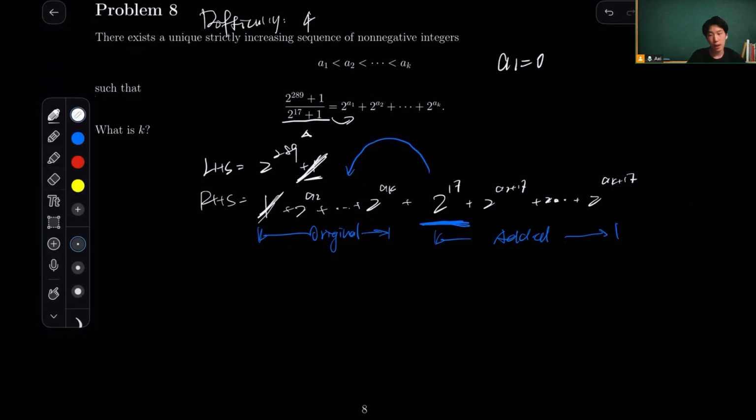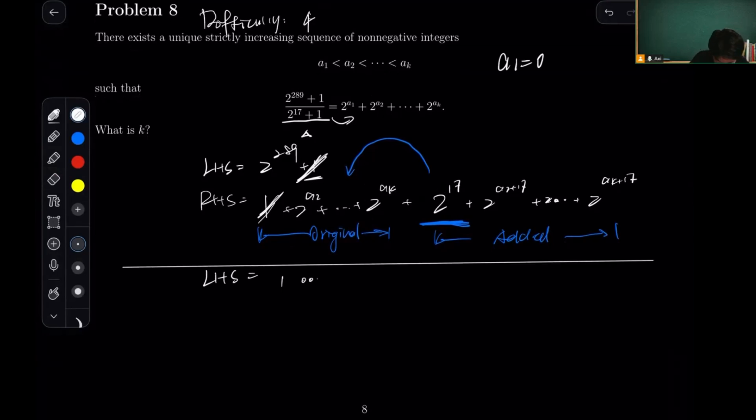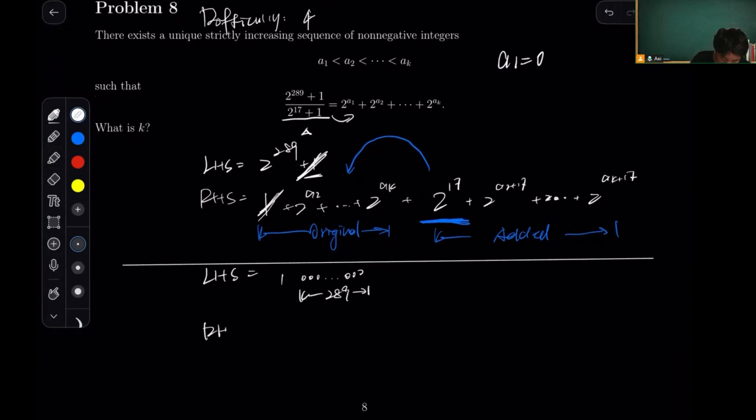So since this looks really like a binary number, we can treat the left-hand side as a binary string. There are a total of 289 zeros here. Meanwhile, the right-hand side is also a binary string. However, we do not know the majority of the string yet because we don't know what exactly the terms of the sequence are. But we know at the 17th digit, there's a 1 because we have 2 to the 17th power up there. And now let us think about how can we construct the right-hand side so that it is equal to the left-hand side.